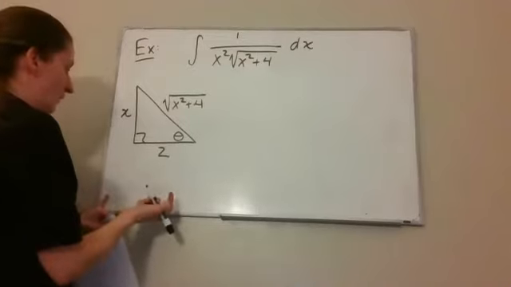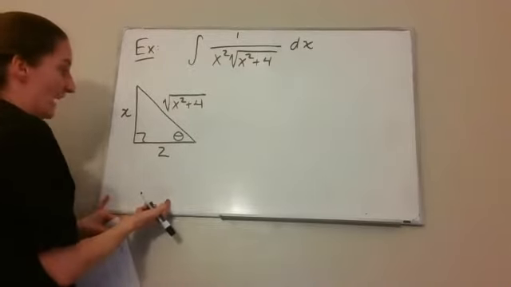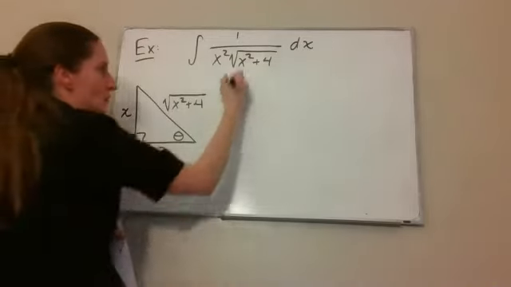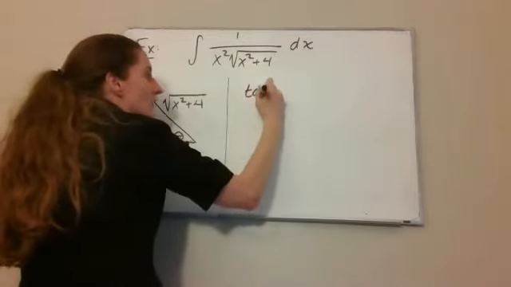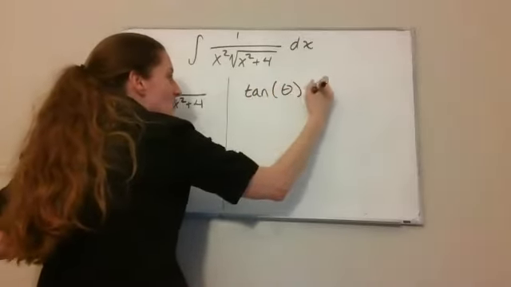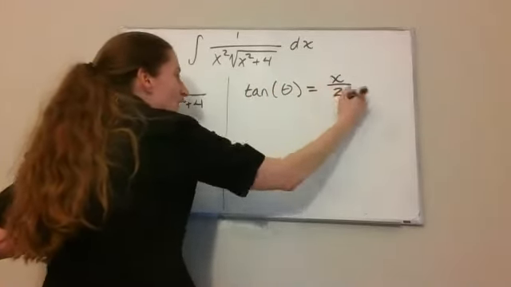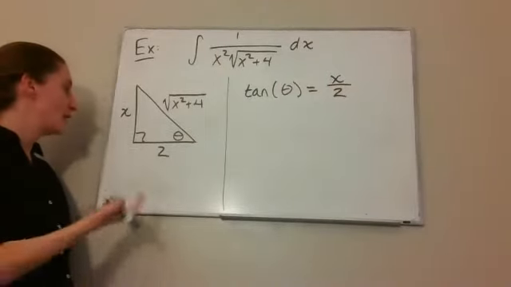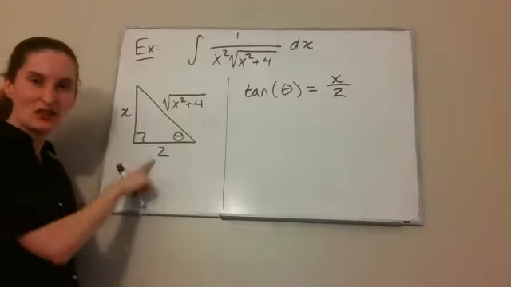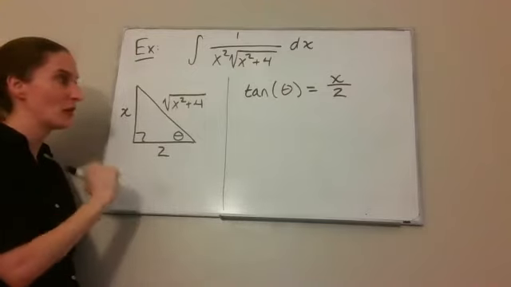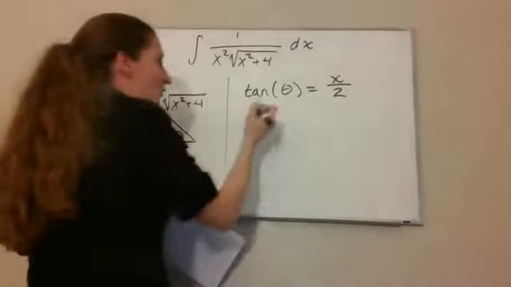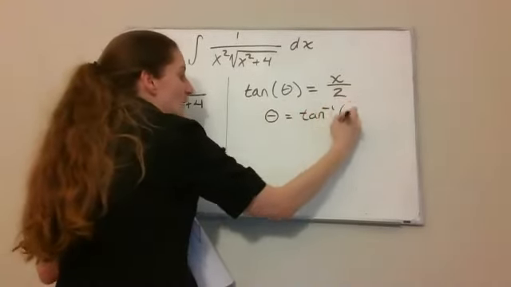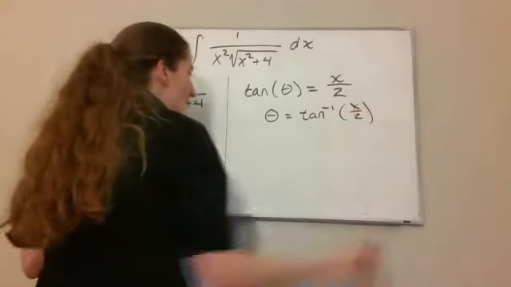So looking at this triangle, I see that if I use a tangent, I will have tangent of theta is x over 2. I want to use tangent because that relates my theta to my x in the simplest way possible. I'm using just the side that has an x and just the side that has a constant and nothing more complicated. Now using this, I know that theta is also equal to the inverse tangent of x over 2, just in case we need it.